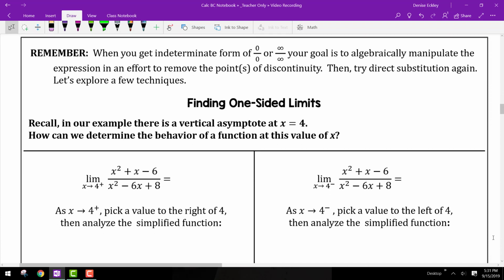All right, so please remember that if you get those indeterminate forms, your goal is to algebraically manipulate the expression to remove those points of discontinuity and then try direct substitution. So we're going to stop this video here, and then we are going to find some one-sided limits and move on from there.